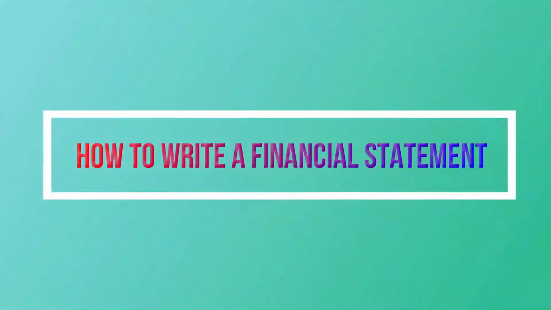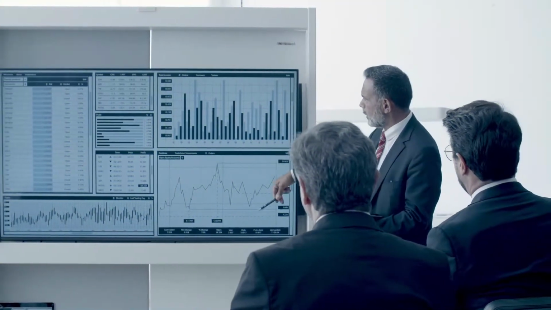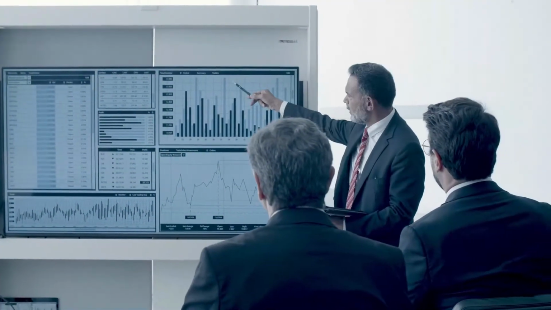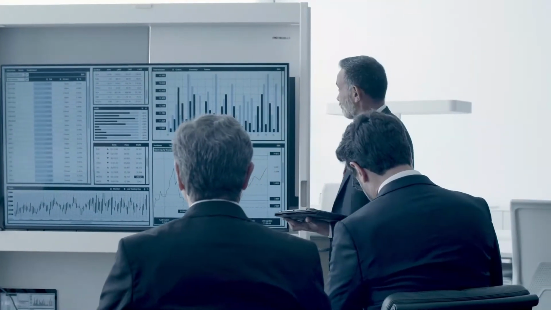Today, we will talk about how to write a financial statement. Let's have a look at the details. Financial statements are the formal record of a company's financial activity. The main components of a financial statement are the balance sheet, the income statement, and the statement of cash flows.